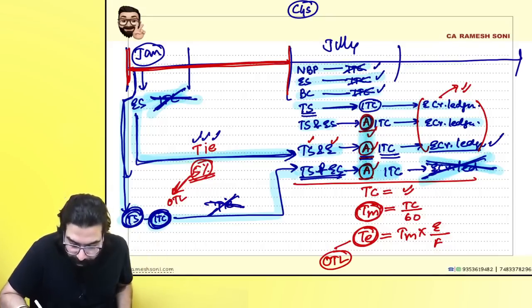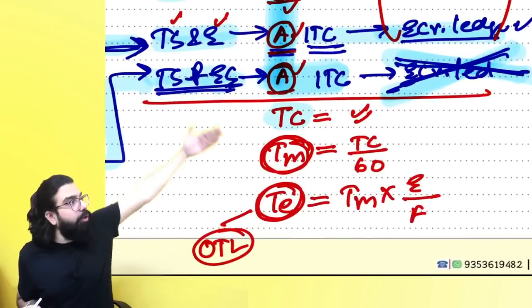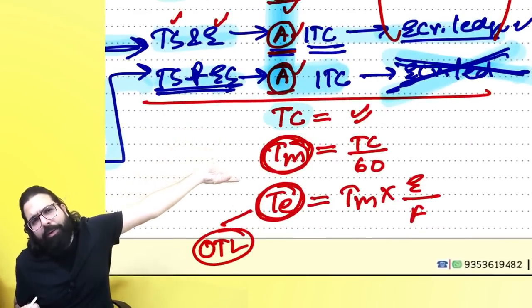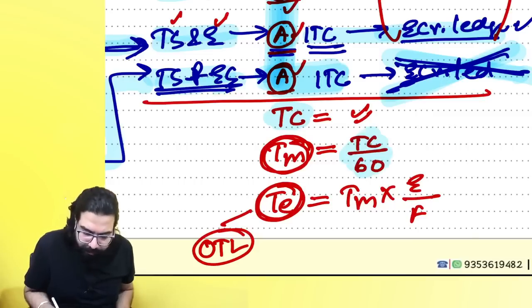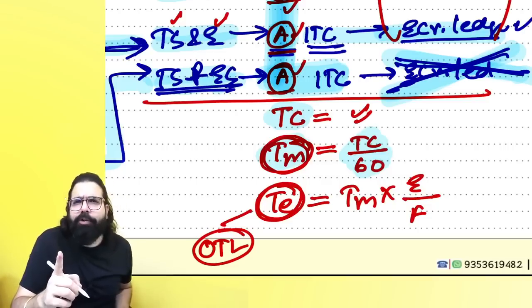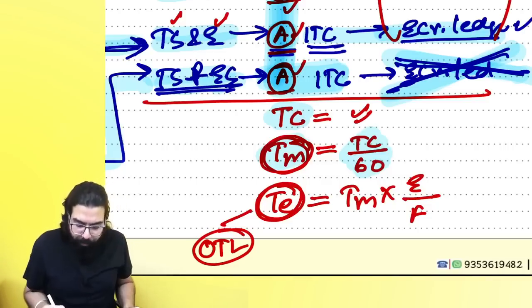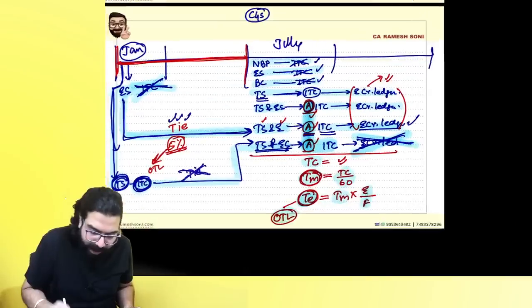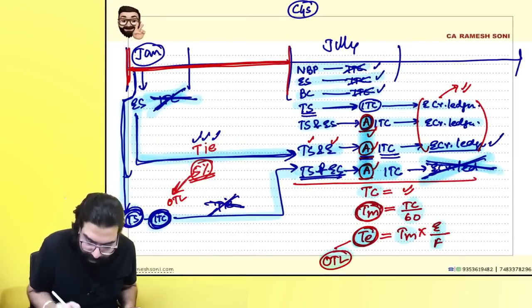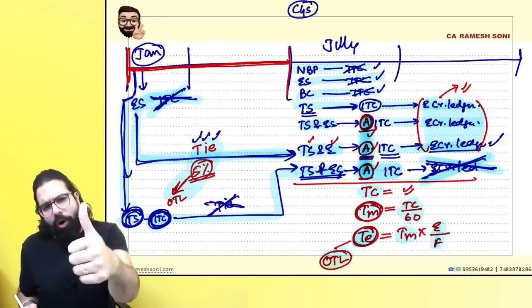Whatever is to be apportioned, please take the total credit. The asset's generally life is how much, everyone? 60 months, and hence we will apportion it over 60 months. The monthly portion will come per month. The asset is used for taxable and exempt supply both, and hence we will take tax relating to exempt supply by multiplying monthly portion into E by F. This will go to your output tax liability, and this is the amount of credit you will get in your e-credit ledger. I hope everyone is clear.